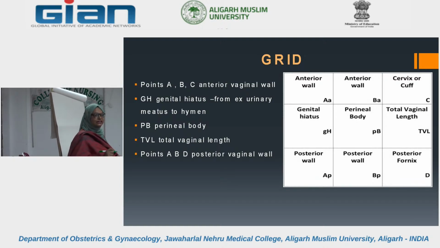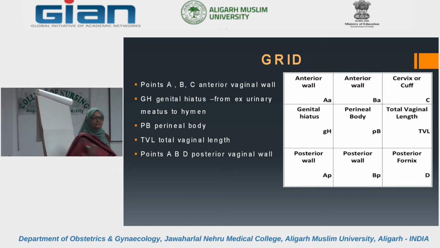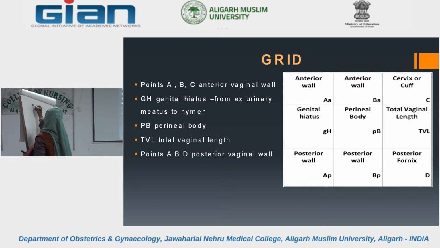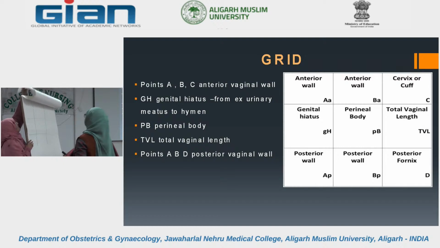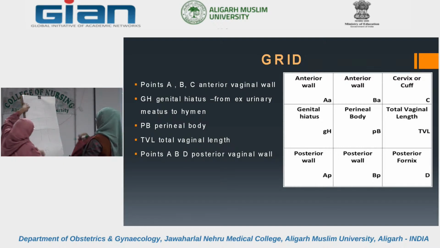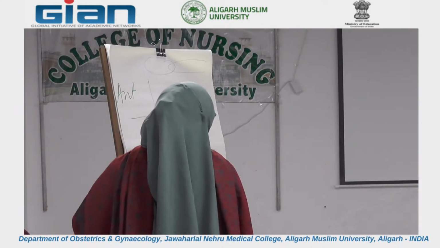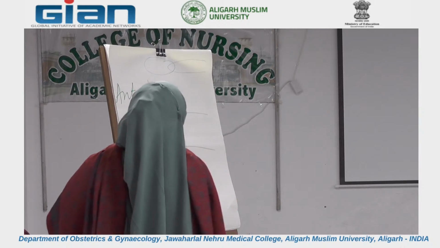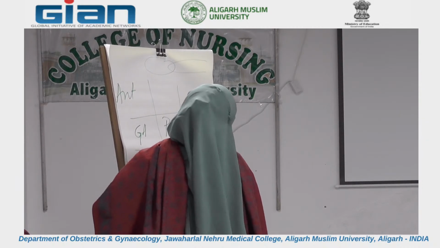there are three things: the genital hiatus, that is GH, the perineal body, and the total vaginal length, which will be coming. So this is the anterior part, this is the posterior part, and these are the landmarks in the middle. That is the genital hiatus, the perineal body, and the total vaginal length.